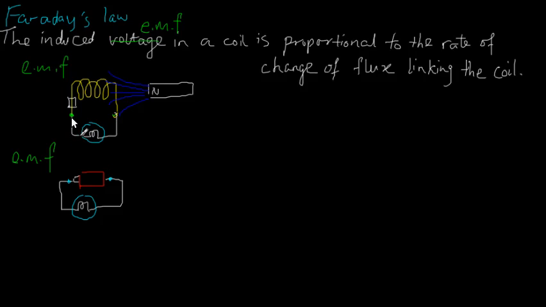if no current flows. But if it's connected in a closed circuit, then the moment current starts flowing, work will be used up to bring charges through the resistance of the coil, and then the actual voltage appearing across the coil would normally be smaller than the actual EMF that is induced by the changing flux. So from now on, it would be more correct to call this the induced EMF.